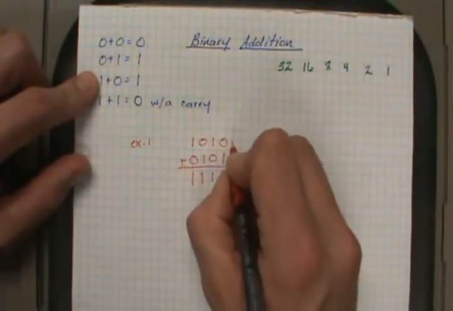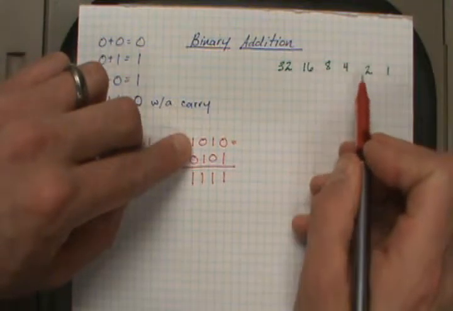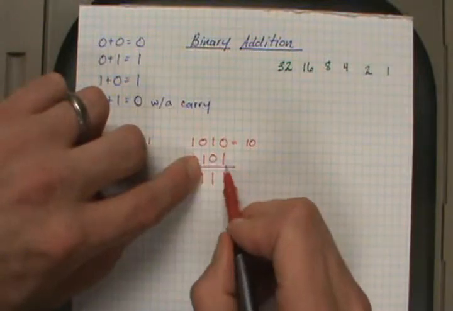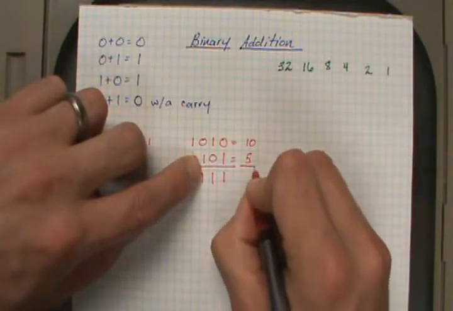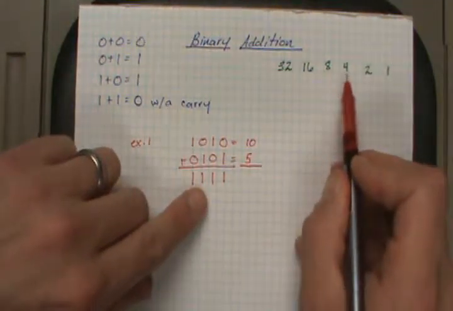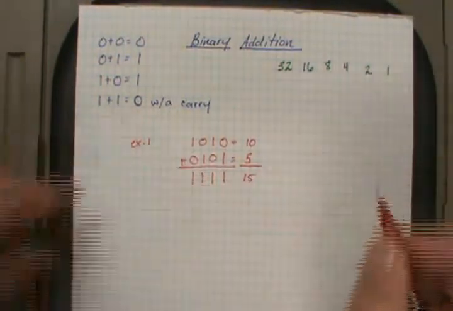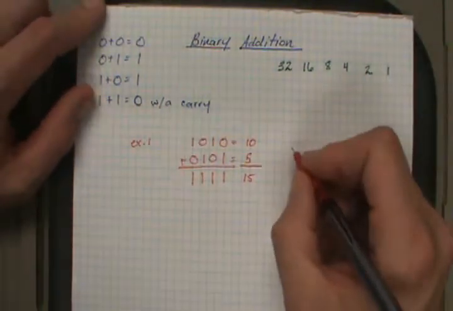We can go ahead and cross-check real briefly. So we're going to say that 8 plus 2 equals 10. And we're going to say that 4 plus 1 equals 5. So each of these should equal 15. So 8 plus 4 is 12, plus 2 is 14, plus 1, in fact, does equal 15, so our math checks out. Let's do another quick example.